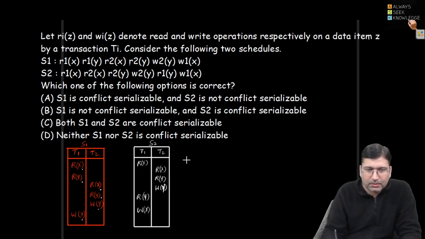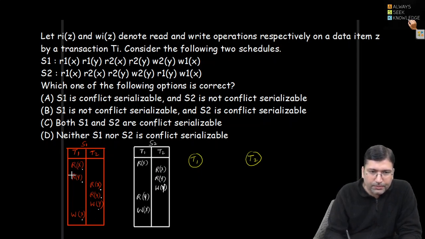So let's draw the graph for S1. So we consider T1 as well as T2 here and try to decide the dependency. So for R1, we find out the conflicting pair. Read X will be conflicted by write X. There is no write X in T2. Read Y, write Y. So there is a conflict. So there will be an arrow from T1 to T2. Now you check this read X, and there's a write X. So there's a conflict from T2 to T1.